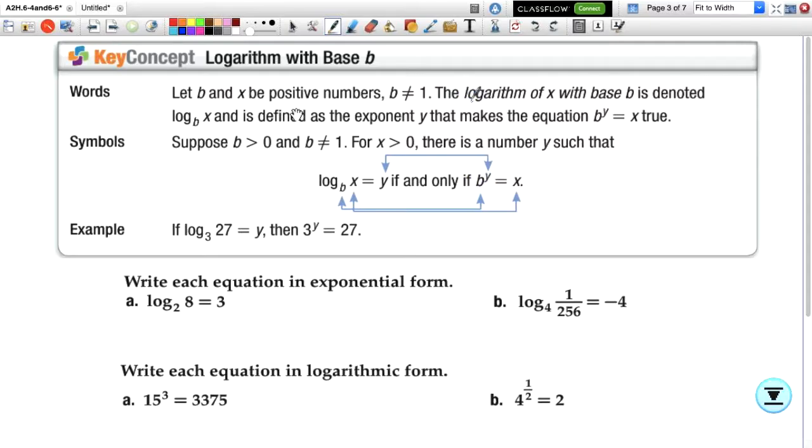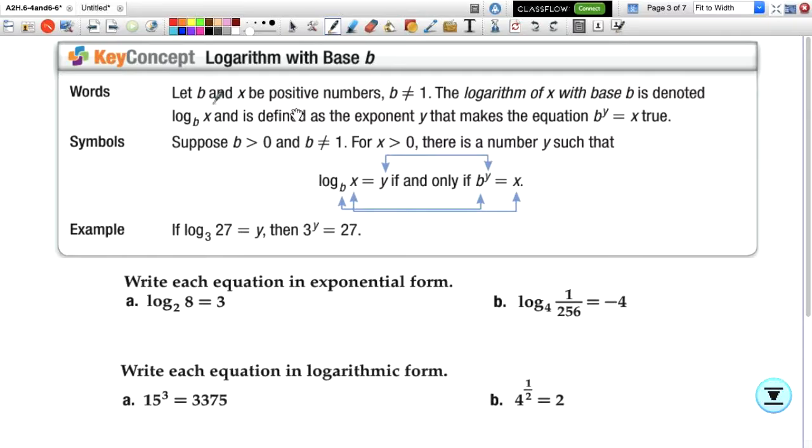So anyways, the logarithm of x with base b is denoted log b of x. Okay, that's how we say it, log base b of x. It is defined as the exponent y that makes the equation b to the y equals x true. Okay, so that's a hot mess right there.